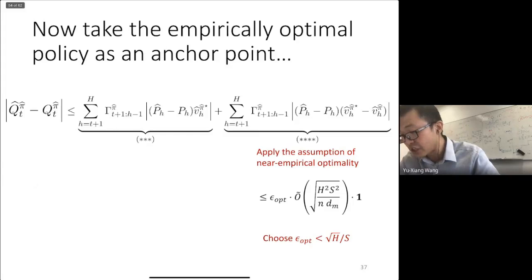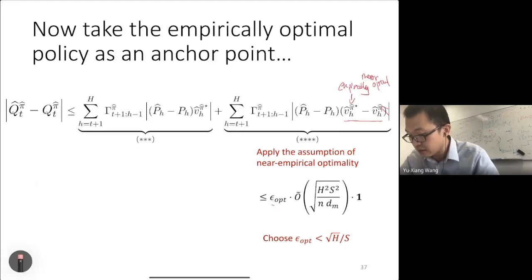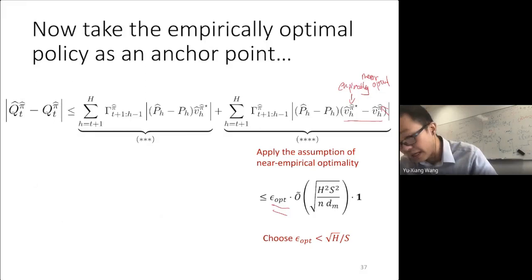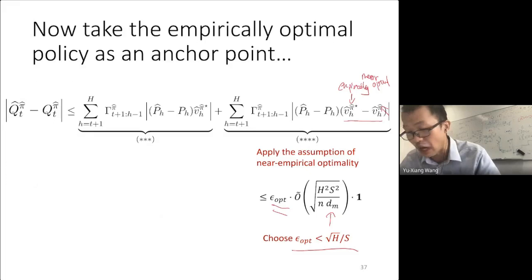In the second term, you notice that it depends on this V hat pi hat star. This is the empirically near optimal policy, and this is what you find. That's what gives rise to this epsilon opt term here, and everything else you can do some crude calculation and end up getting this term. Notice that there's P hat minus P_h, so therefore you have this right 1/NDM scaling here. If you choose epsilon opt to be something small, then you can make this match the optimal rate that we expect. So it remains to deal with the first term.